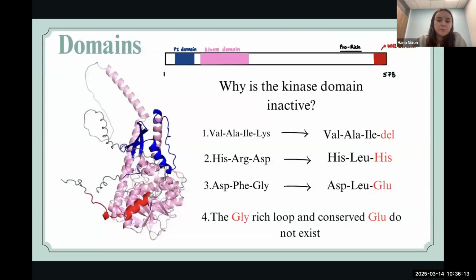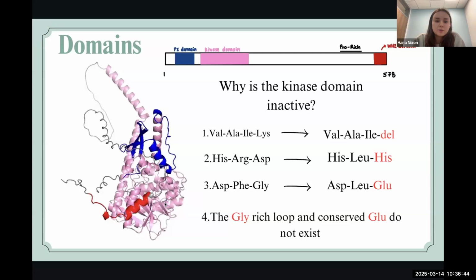So these are the domains of PXK. On the left-hand side is a structure from PyMol. So in blue is the PX domain, in pink is the kinase domain, and in red is the WASP2 homology domain or the WH2 domain. The PX domain has conserved basic and aromatic amino acids that allow it to bind to phosphoinositides in the plasma membrane, such as phosphatidylinositol 3-phosphate. The WH2 domain is an actin binding motif region, and it can bind to actin, allowing for cytoskeletal movement.